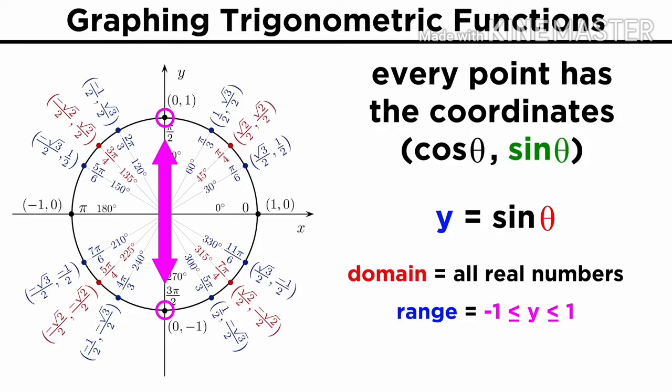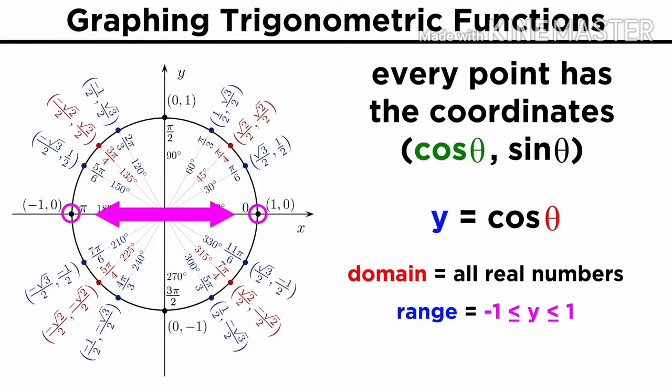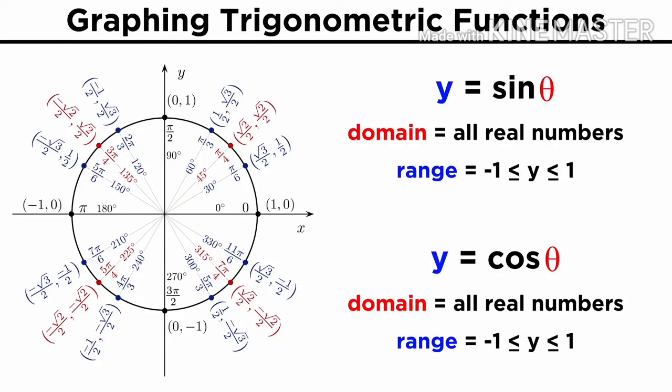Sine theta can only have values within this interval, as we can clearly see from the unit circle, as the y values of all of these points are somewhere in between -1 and 1. The same goes for cosine theta. We could plug in any angle, but if we look at the x values of these points, they always fall between -1 and 1. So both sine and cosine will have a domain of all real numbers and a range of -1 to 1.